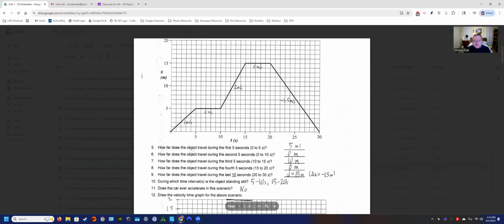So how far does it travel during the first 5 seconds? 5 meters. During the second 5 seconds, 0 meters. During the third 5 seconds, 10 meters. From 15 to 20 seconds, 0 meters. And from 20 to 30 seconds.